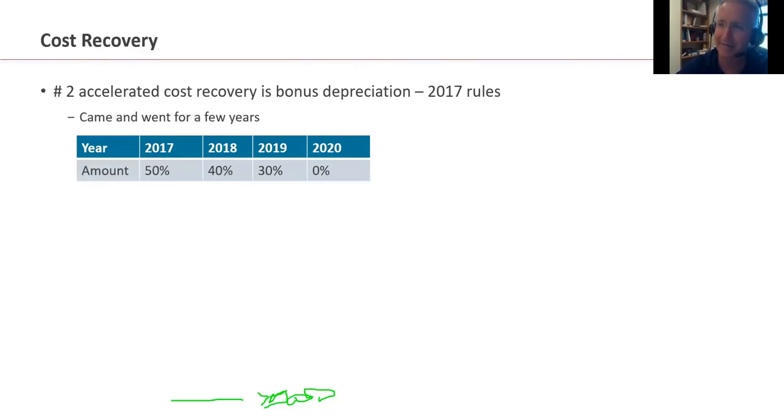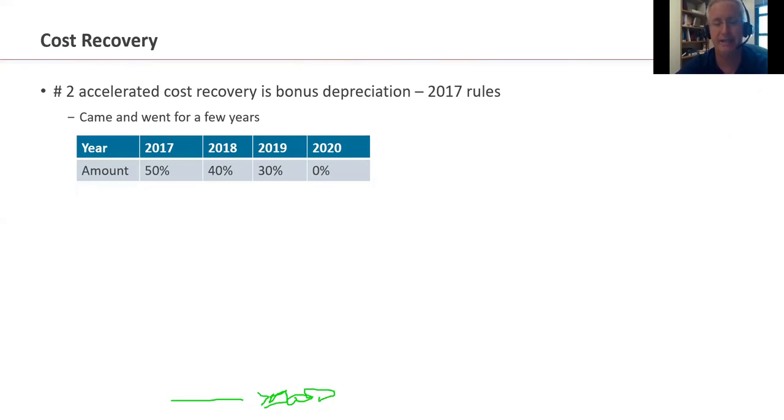Bush brought it back for a couple years, and then it disappeared. And then we hit the financial crisis, and Obama brought that thing back in a big way. So what you're seeing in 2017 was the final iteration before they decided to get serious about it. In that final iteration, if you placed something in service in 2017, you could deduct half of its cost as depreciation in the year you placed it in service. That's what bonus depreciation is.